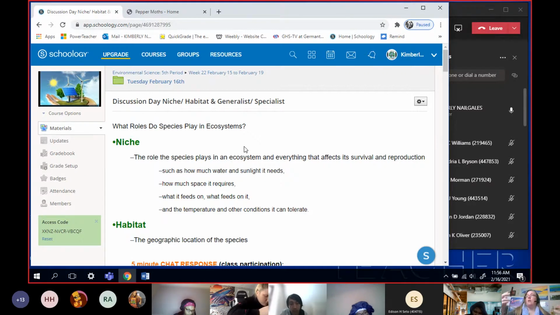The idea of like mosquitoes eating blood, that falls into niche. All of those different things fall under its niche. Habitat is just where it lives, the plains of Africa, or the jungles in South America, or under my porch. Whatever it is, the habitat is strictly where it lives. Niche is a whole bunch of stuff.